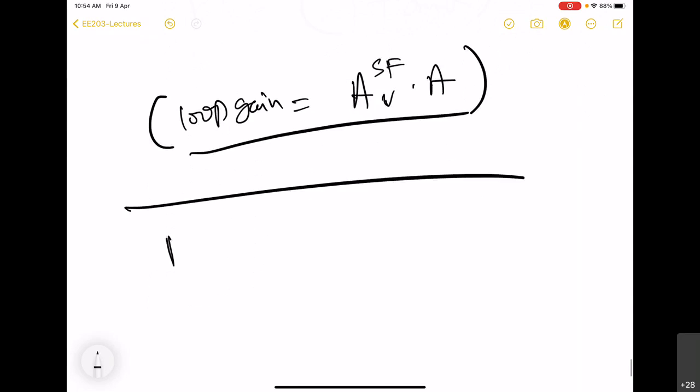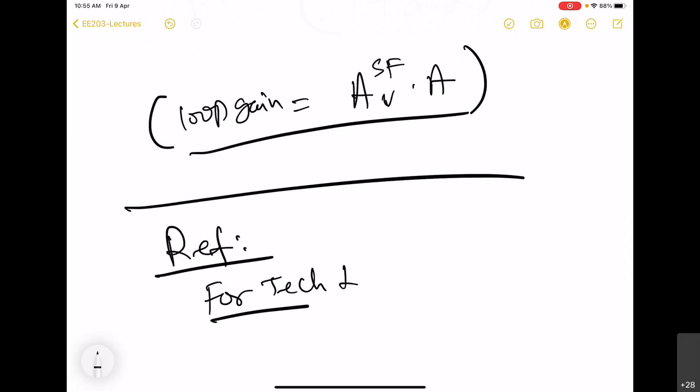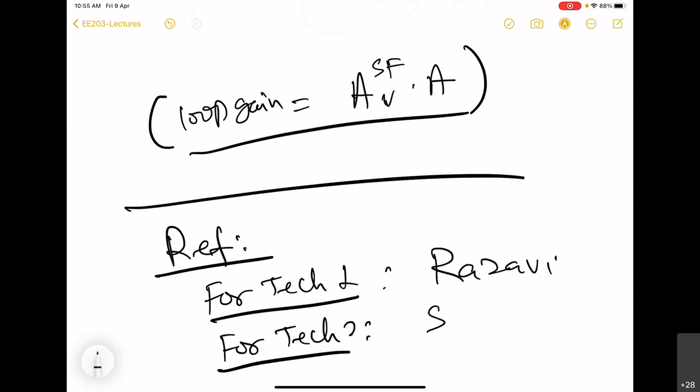The references for this lecture: for the first technique, one is Razavi, and for technique 2, Sedra and Smith.